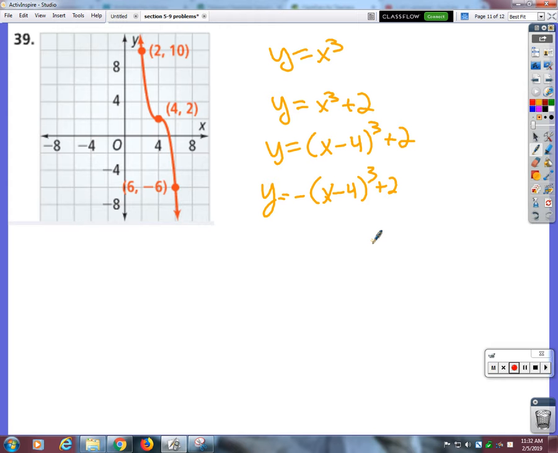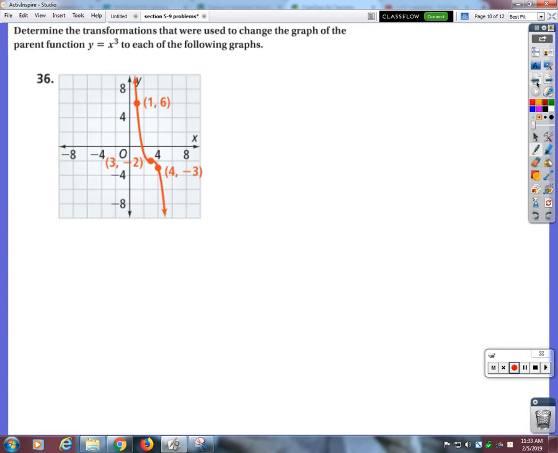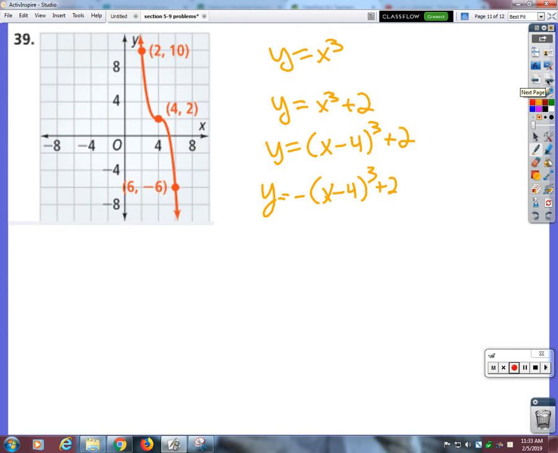Yes? Yes. I don't actually know what the directions say. Oh, yeah, it does say determine the transformations, but whatever. What? Only if your name gets called before 3 people say they don't have questions, yeah. That's why I do it.